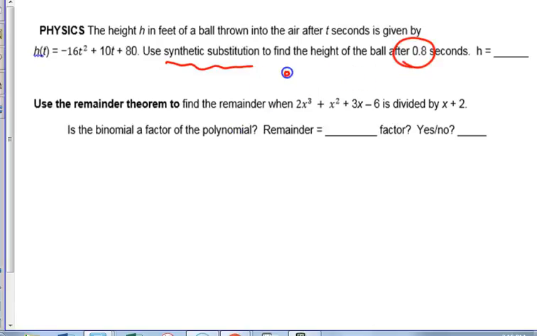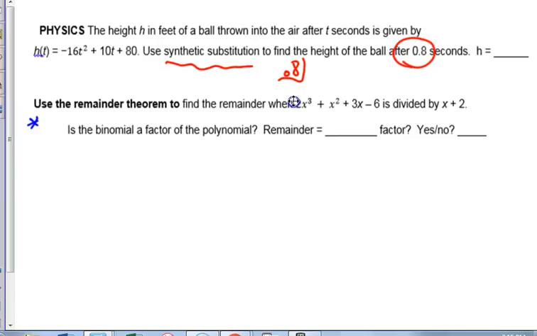Well, you would do 0.8 and then do synthetic. Okay. Use. It says substitution. That would indicate to me to plug it in. Use the remainder theorem to find the remainder when this is divided by x plus 2. This is the kind of question that's on there, okay? I'm going to do it as it's written in a minute, and then I'm going to talk about why you want to do this. Well, no, I'm going to do that first.